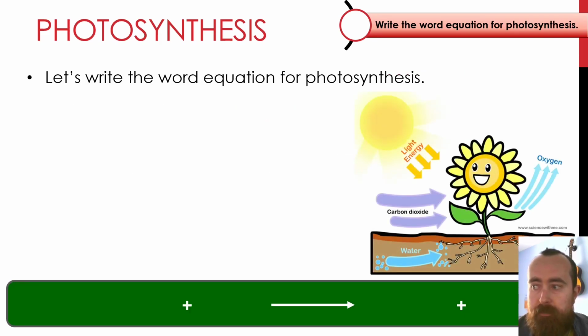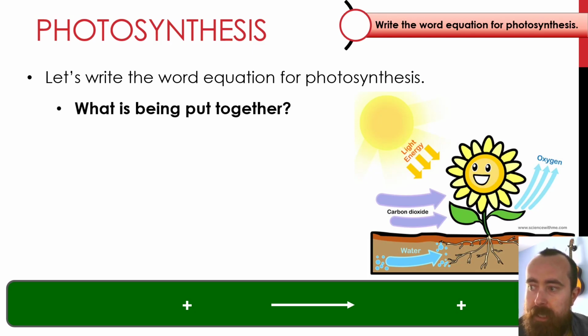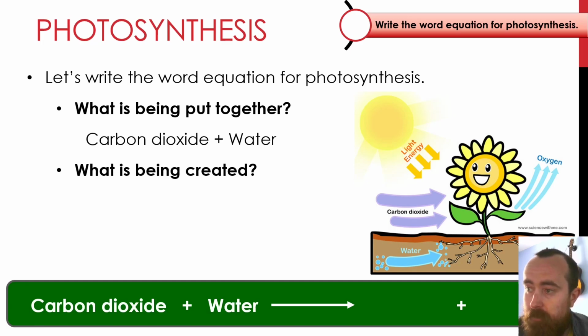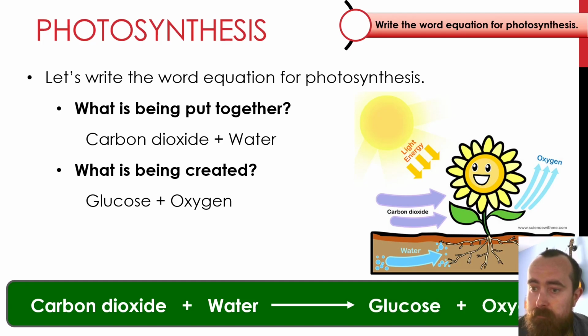So, the word equation for photosynthesis. What we're going to need to do is, first of all, say what is being put together. So what is being put together? Carbon dioxide and water. And what's being created? Well, the thing that's being created is glucose and oxygen.